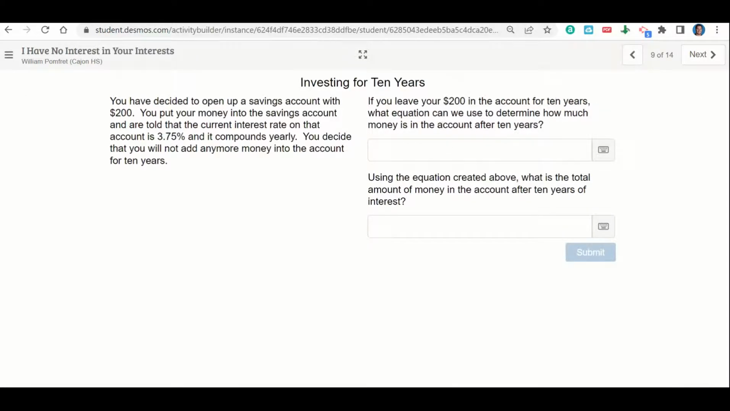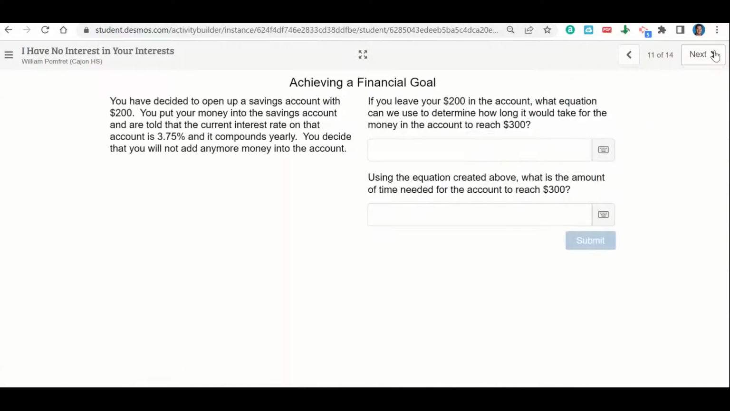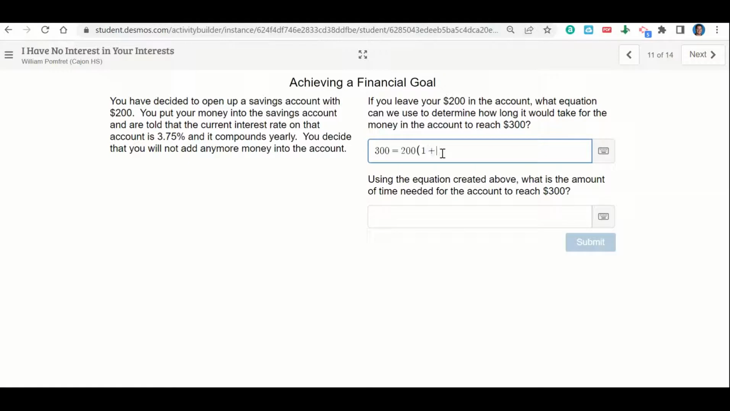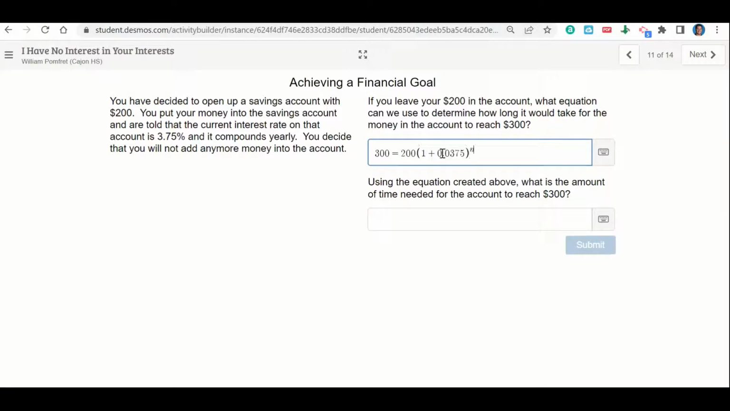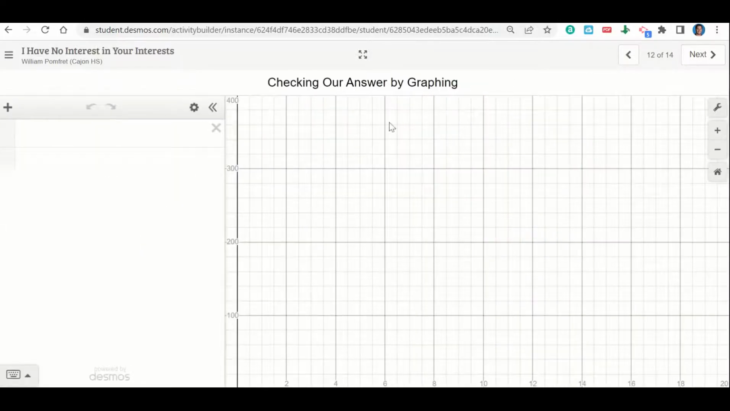So now we're doing it for 10 years. Now the next one says, if you leave your money in the account for a certain amount of time, how can we determine how long it'll take to get to $300? So this time we do know the total, which is 300. We want 200 times 1 plus, we know the interest rate is 0.0375 to the n. So you'll need to put this into your calculator and solve, and this will tell you how long it'll take you to reach $300. And then we can check our work here.